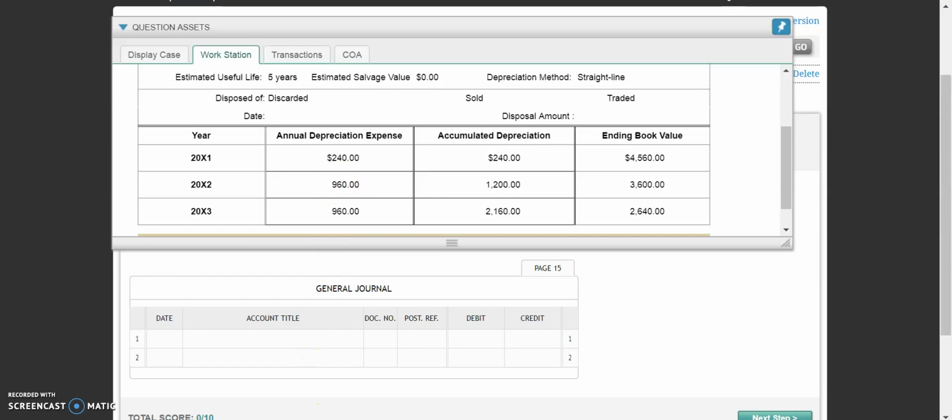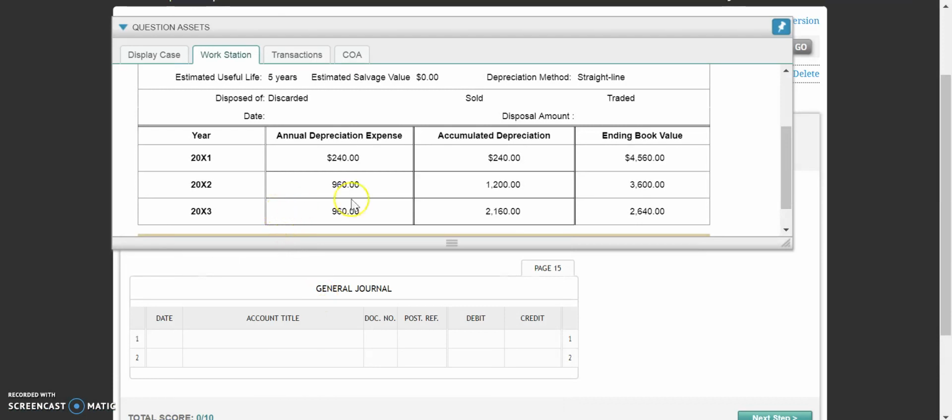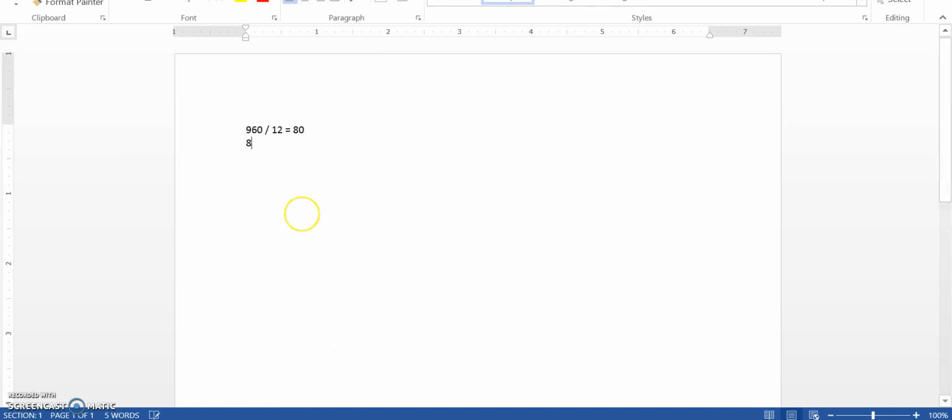So remember that when we do this, we're going to take our annual depreciation amount, which is $960, and we're going to divide that by the 12 months that are in a year. When we do that, we get 960 divided by 12, and we get $80. So remember that we are selling this on August 10th. So we have to journalize the transaction for January, February, March, April, May, June, and July. So 7 months total. So we go back and we take our $80, which is our monthly depreciation, and we times that by 7, and we wind up with a total of $560.